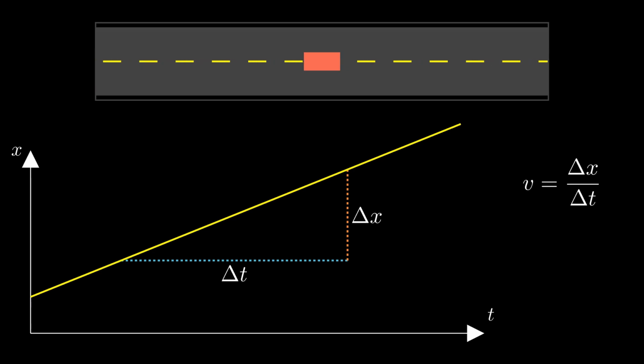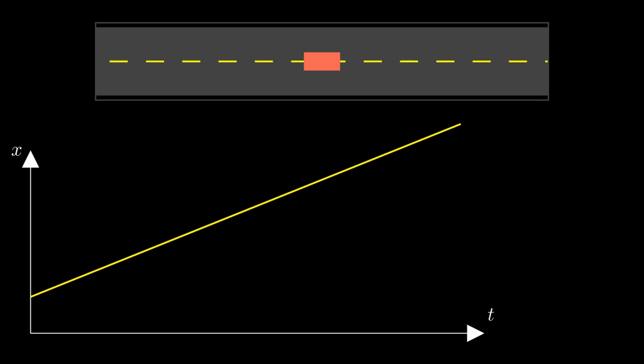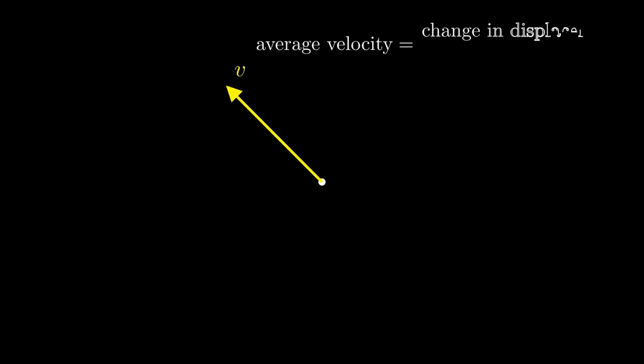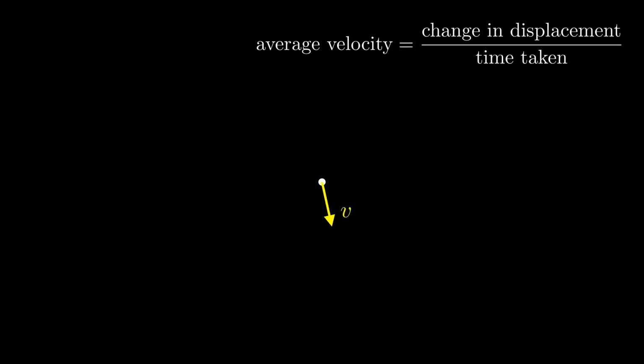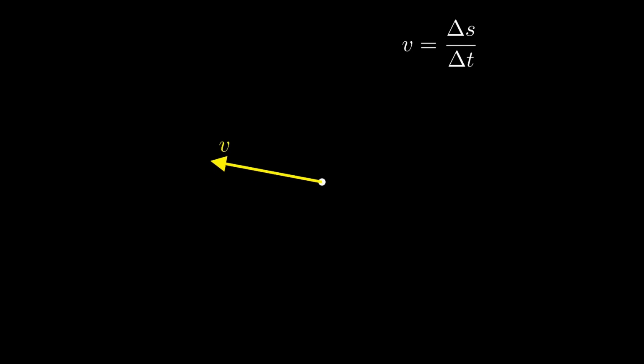But now speed doesn't really tell us anything about the direction in which the object's moving. So we need velocity for this. Velocity is a vector, it has magnitude and direction. The average velocity is defined as the change in displacement over the time taken to achieve that change. Now you can think of velocity as speed in a particular direction. It uses displacement instead of distance.